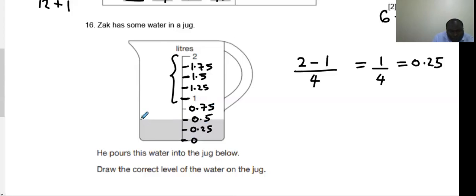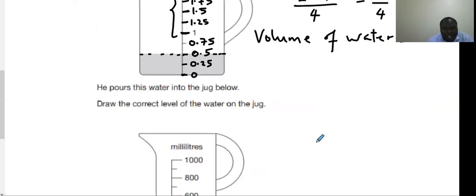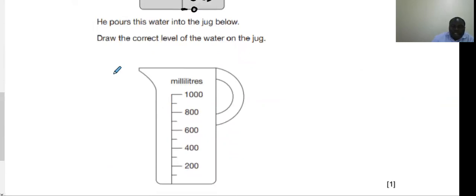So the volume of this water will be equal to 0.5, but it is in liters. Okay, so we know the volume of water. Now let us pour this water into the jug below. Draw the, okay, now this jug is in milliliters. So we got 0.5 liters, which has to be changed into milliliters.